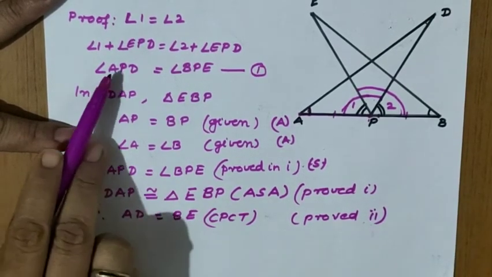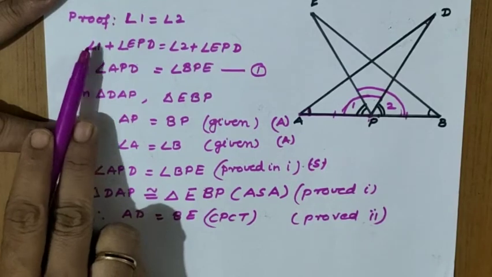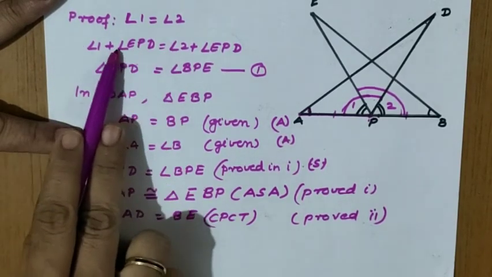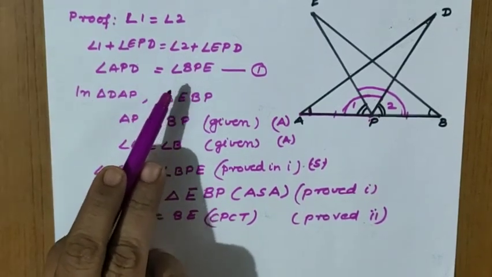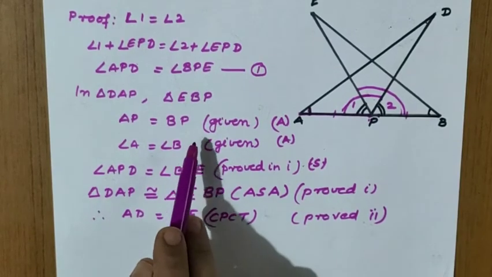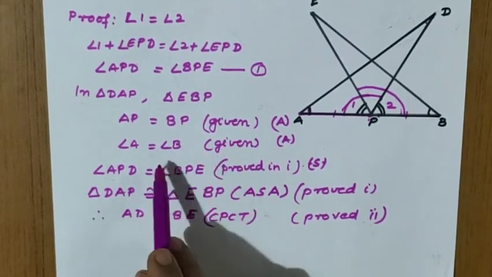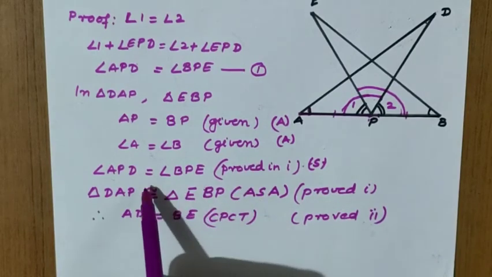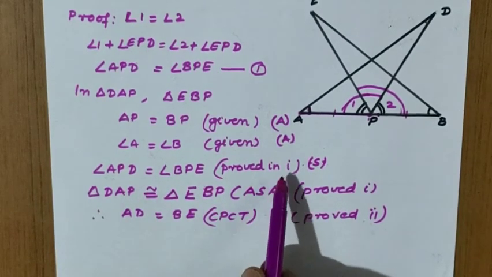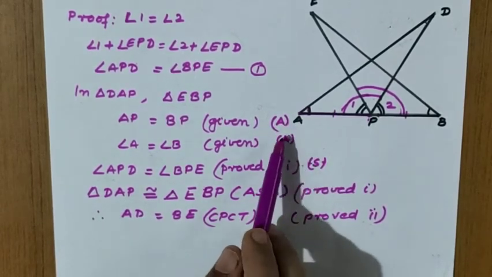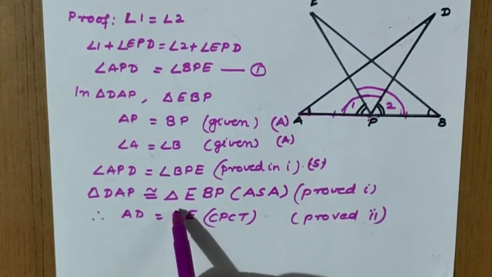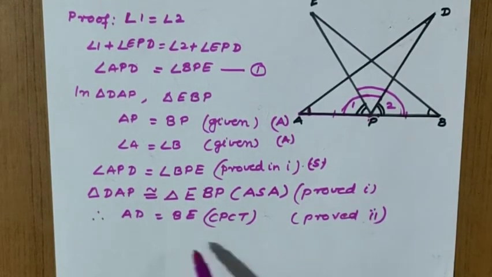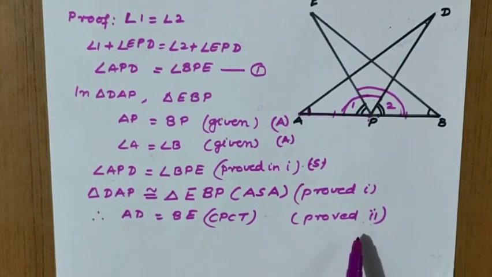Okay, so we have added equal angles to equal angles. Only equals are added to equal angles. Equals are added to equals, Euclid's axiom. Angle APD equal to BPE we got. In triangle DAP, AP equal to BP given. Angle A equal to angle B, that is also given. But the third criteria, what must we write? Proved in the first equation. Now you check two angles and one included side we got. Therefore triangle DAP congruent to EBP, ASA criteria, proved first part. Therefore AD equal to BE. What should we write? CPCT, proved second part. Hence proved.